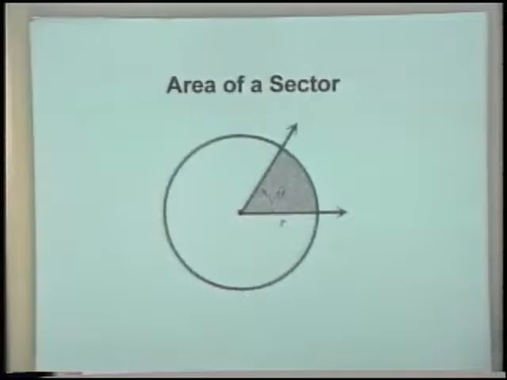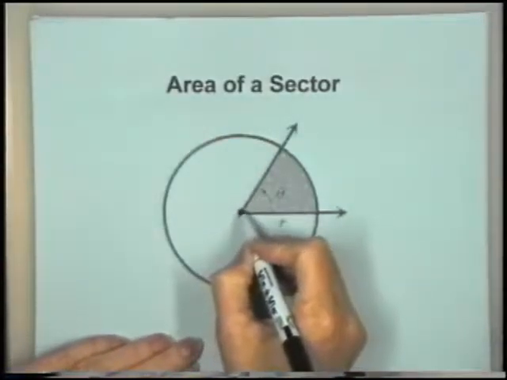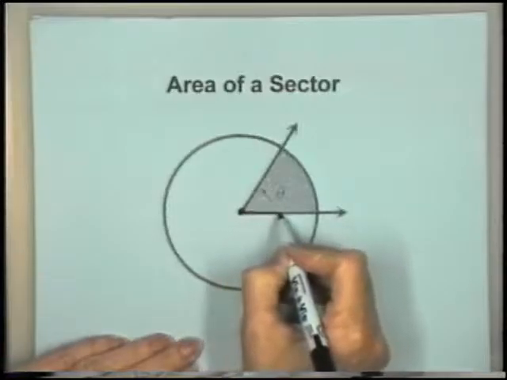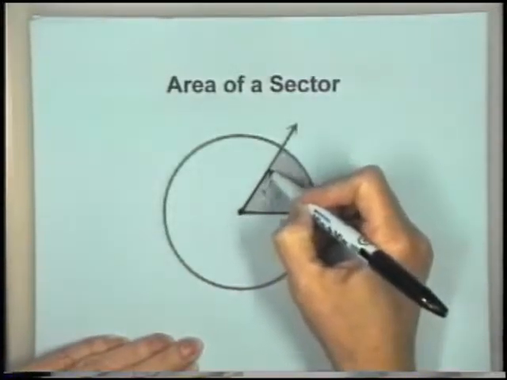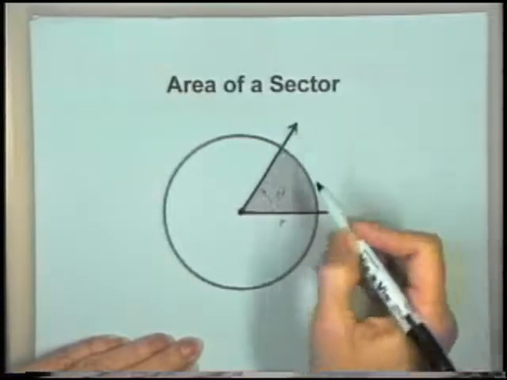Now we're going to look at another application of radian measure, and that's how to find the area of a sector of a circle. So let's look at that concept. Here's my sector of the circle, which you can think of as part of a circle.